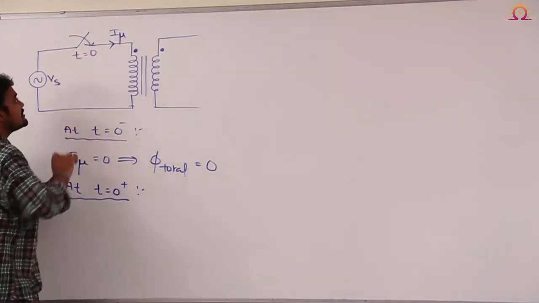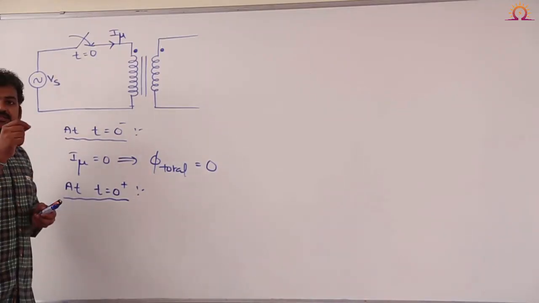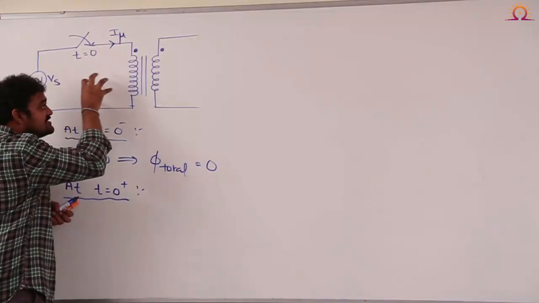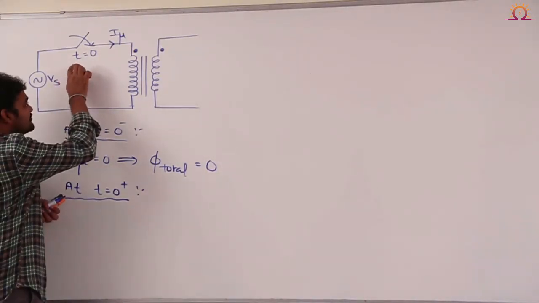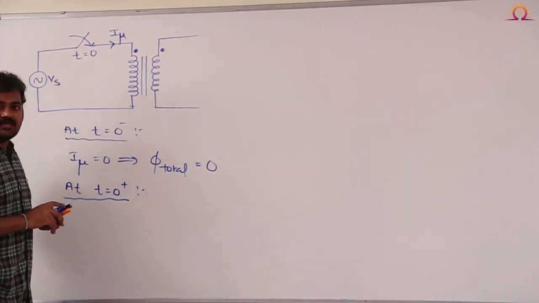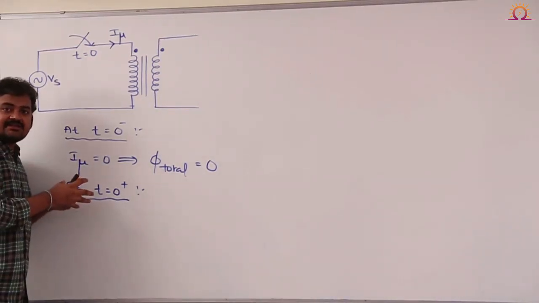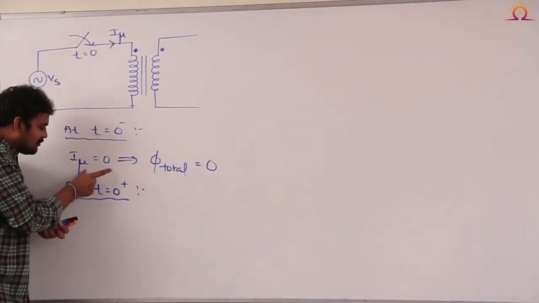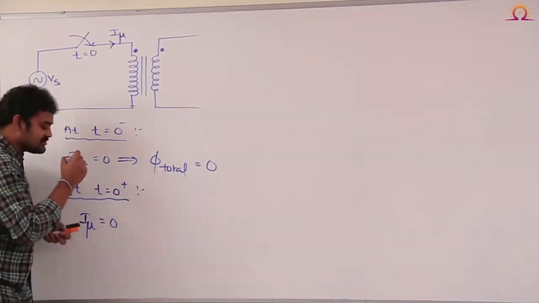Once the switch is closed, what is our expectation? Current started to circulate here. But as I told you, transformer is a highly inductive circuit. Therefore, current does not change instantly. It will take some time for the current to change. Therefore, even though switch is closed, can I say magnetizing current does not change instantly? Magnetizing current does not change instantly means the value of magnetizing current will be same as t is equal to 0 minus. In t is equal to 0 minus, what is magnetizing current? 0. Therefore, the new magnetizing current is also equal to 0.